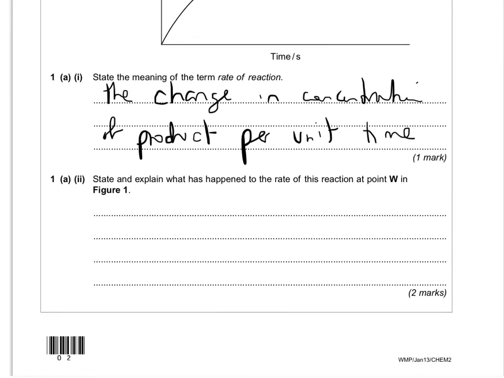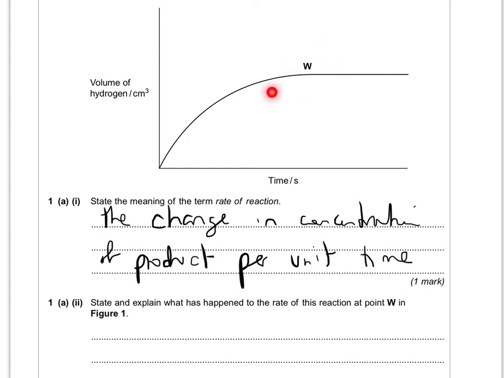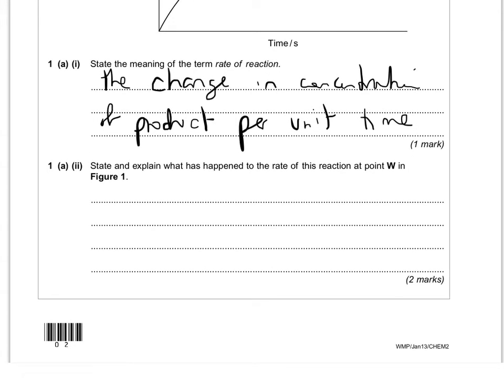And state and explain what has happened to the rate of this reaction at point W. So point W is here, you can see it's flattening out, and what that means is that the reaction is stopping because the reactants have run out. You can notice there are 2 marks for this question.